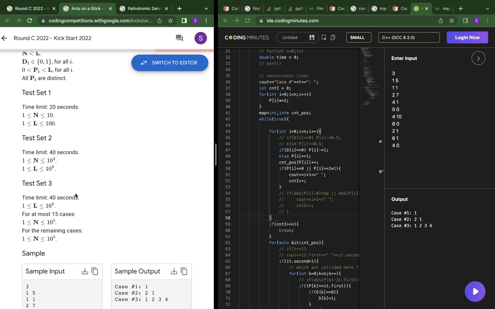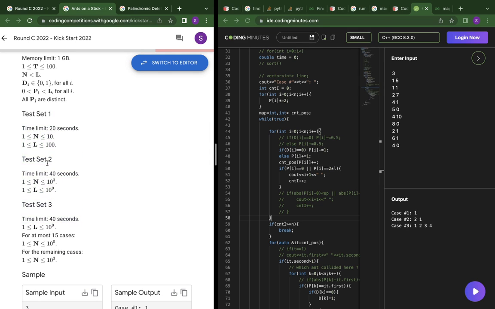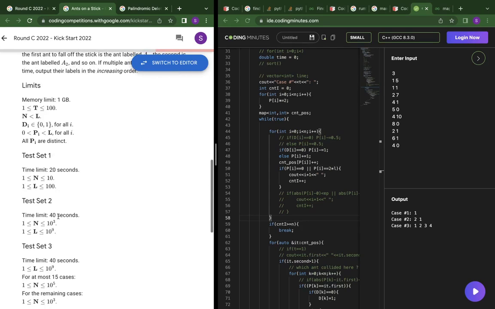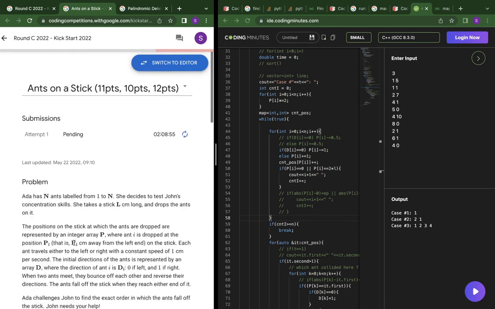Okay, so these would be skipped. So 20 seconds. So this would not be skipped. So I think we are getting an AC on test set 1.